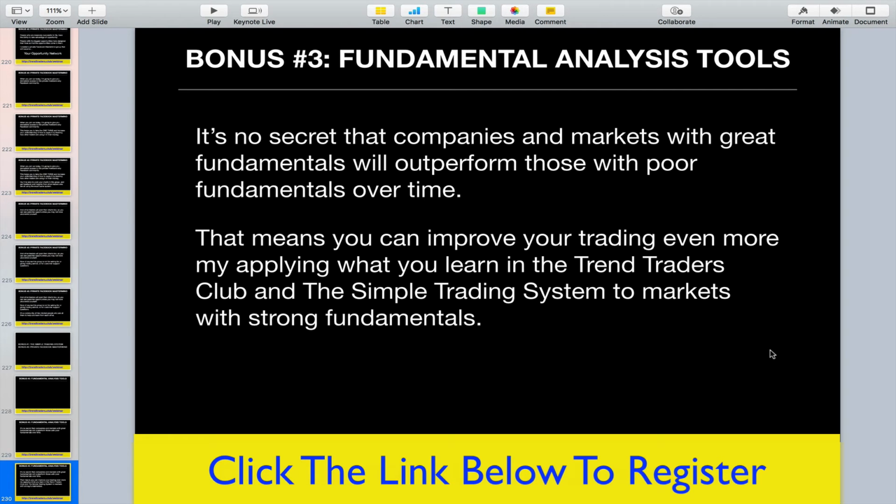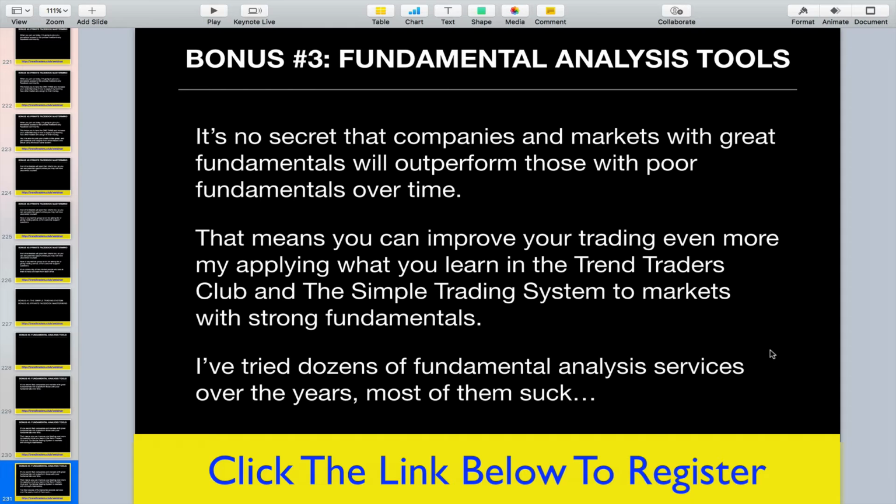That means you can improve your trading even more by applying what you learn in the Trend Traders Club and the Simple Trading System to markets that have strong fundamentals, or weak fundamentals if you want to trade the short side. I've tried dozens of fundamental analysis services over the years, and honestly most of them suck. Some of them are okay, but they're expensive, and truly they were not that good.